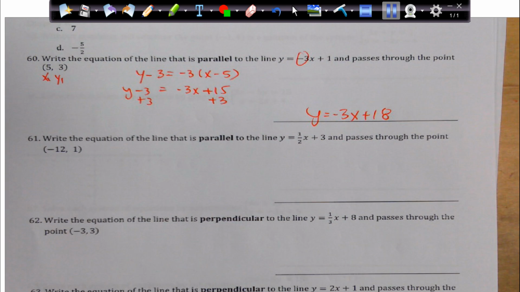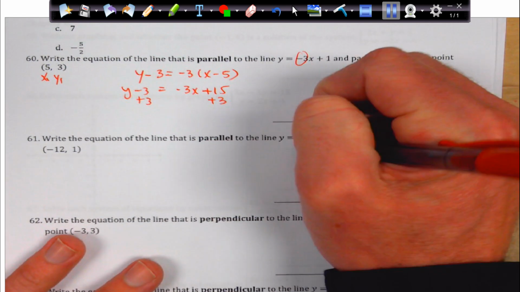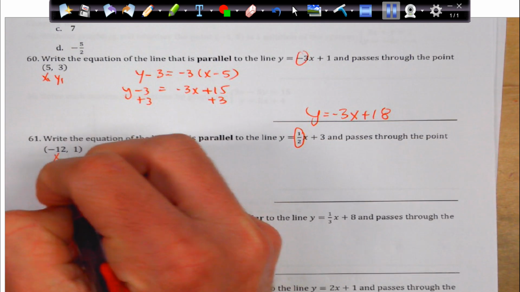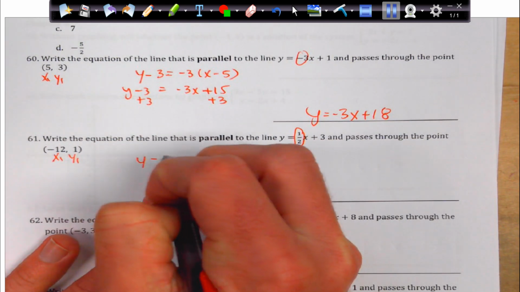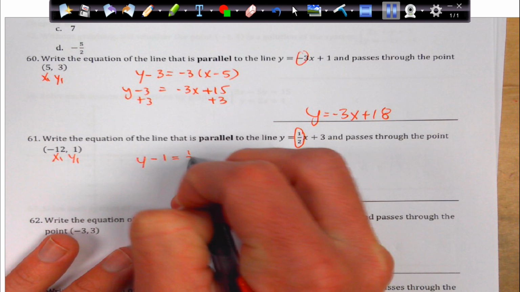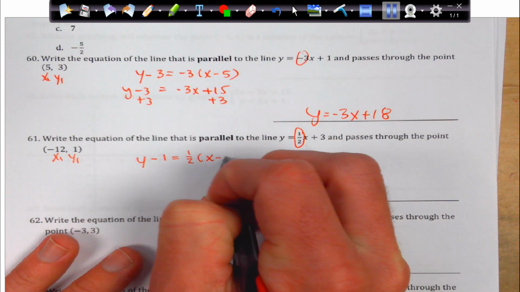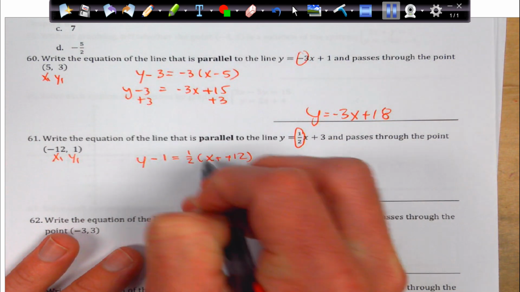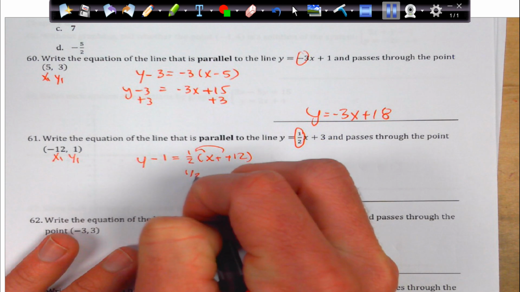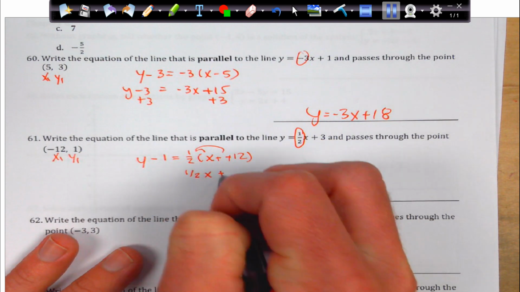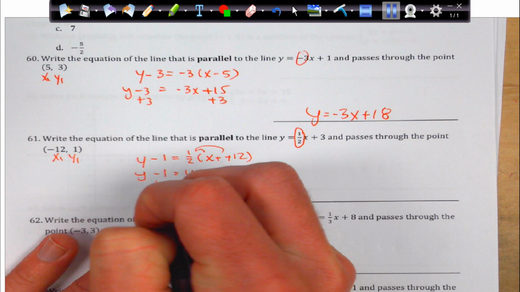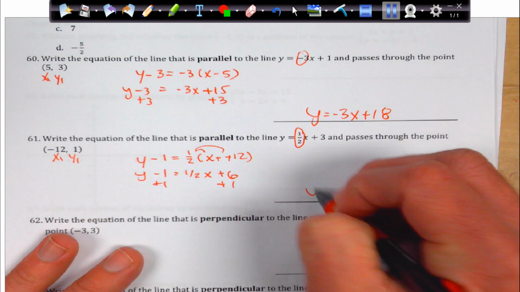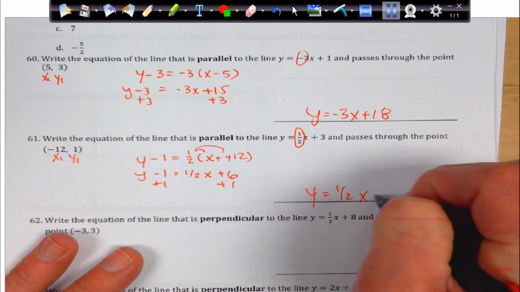Write the equation of a line that's parallel to and passes through. So same thing, we're just taking the same exact slope, 1/2, and a point, and putting it into point slope. So y minus 1 equals 1/2 of x minus a negative 12. That becomes positive. We get 1/2 x, and half of 12 is 6. And then I add 1 to get y equals 1/2 x plus 7.